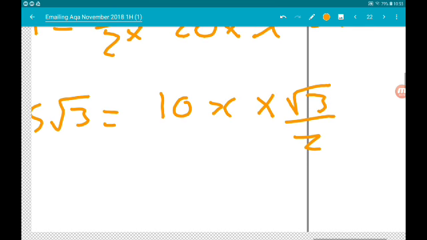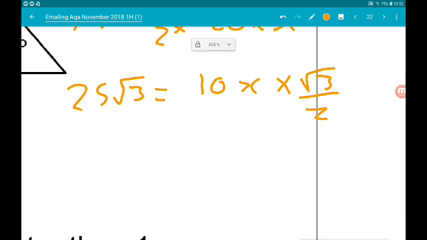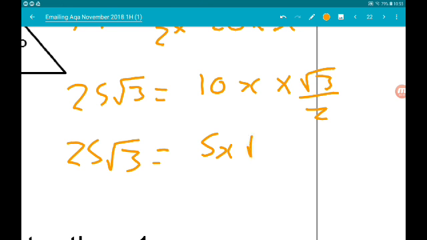Okay, so we get 25 root 3 is equal to, and there's another half going on the right, so 10 times a half is 5, so we got 5x root 3. Now what we are building up to here is finding the value of x. Once we've got that, believe it or not, we then need to play with the cosine rule.